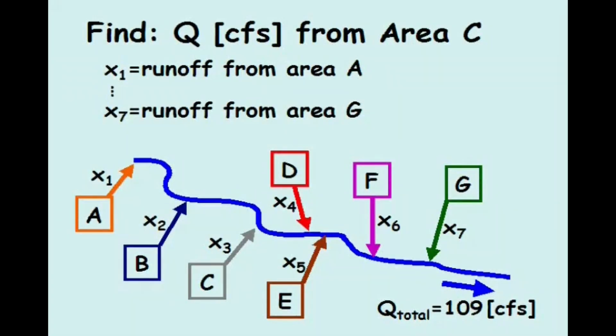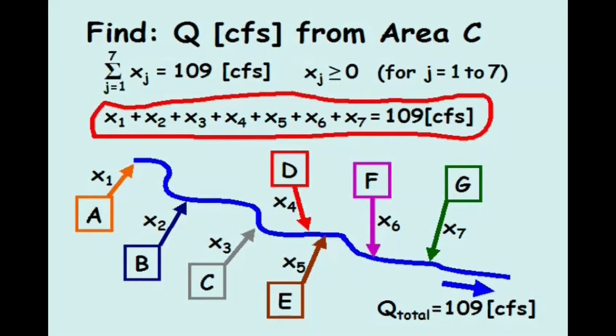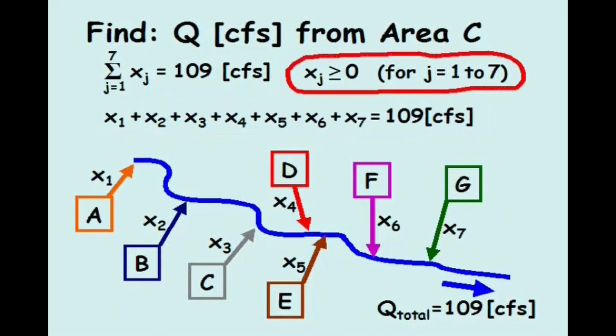If we define x1 through x7 as the runoff in cubic feet per second from area A through area G, then our water balance constraint will be the sum of the 7 x values equals 109 cubic feet per second, where all 7 x values must be non-negative.